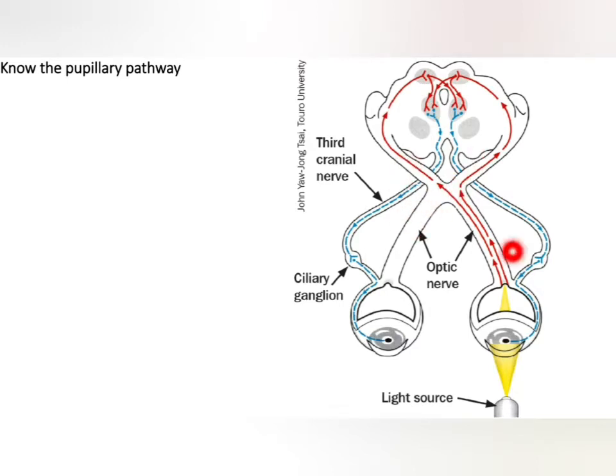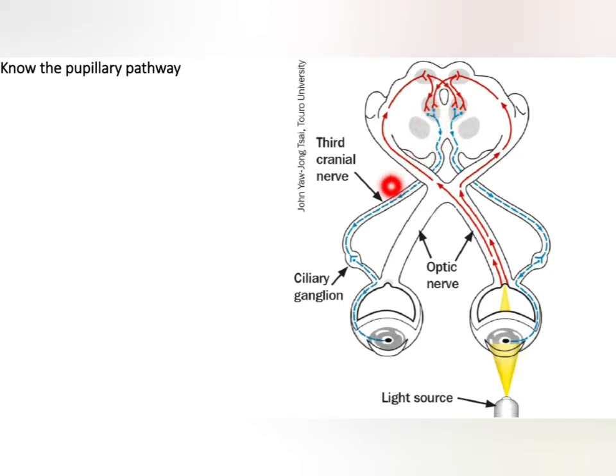Here, if I shine the light in this left eye, the light will go through the cornea and lens and reach the retina. From the retinal ganglion cell the pupillary pathway actually starts, and from the retina the pupillary fibers go to the optic nerve, then reach the optic chiasm and go through the optic tract. Before reaching the lateral geniculate body, they come out and reach the pretectal nucleus, and this pretectal nucleus reaches the dorsal midbrain, where it reaches the Edinger-Westphal nucleus.